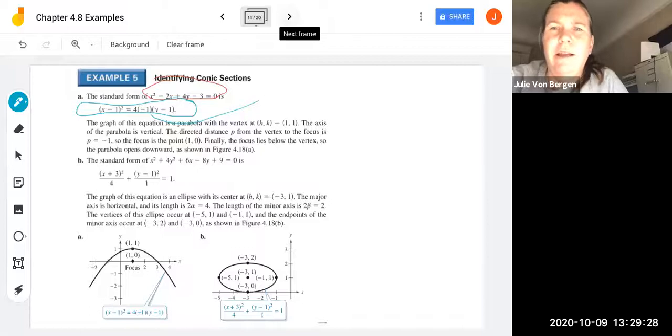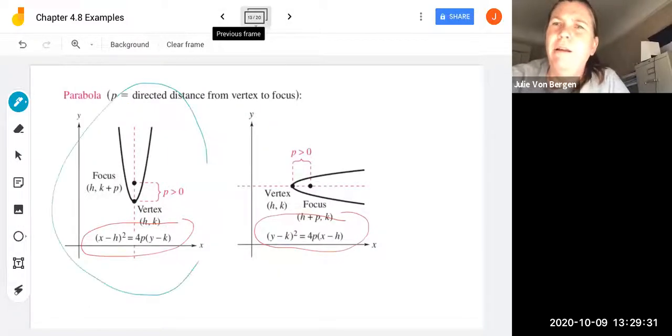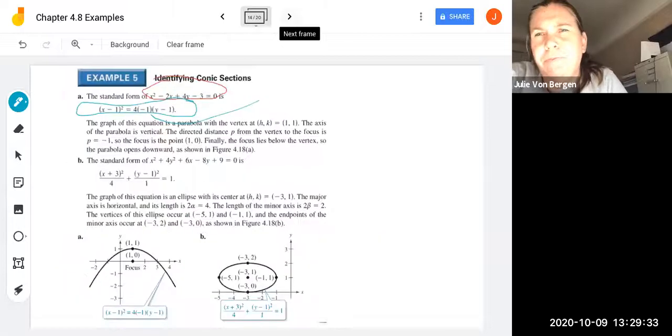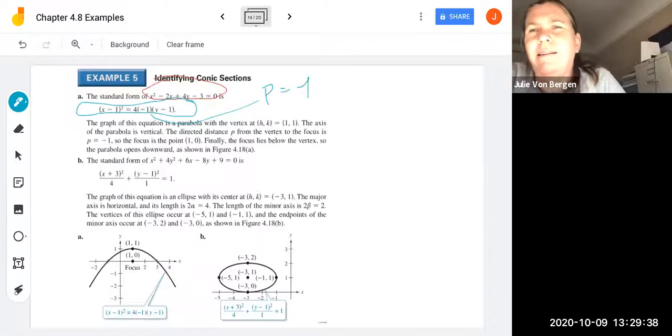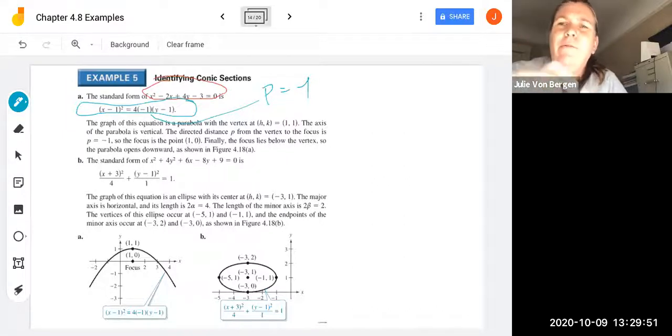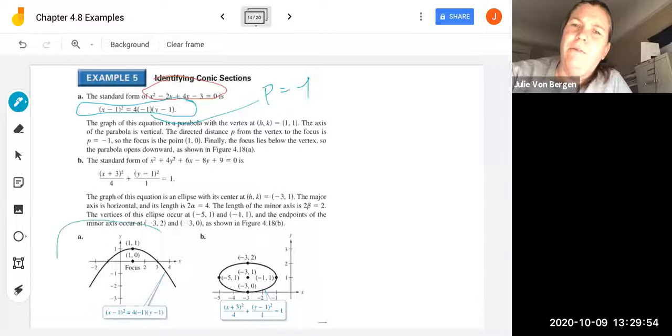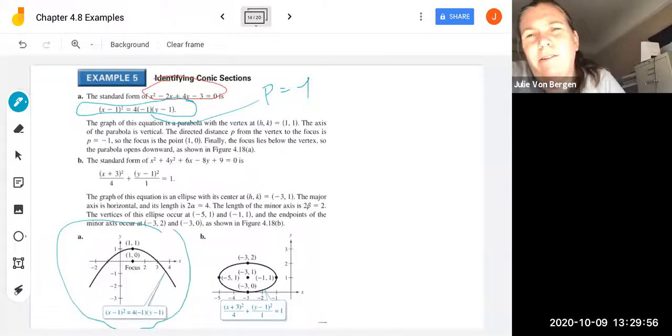So you can see we are in our usual familiar open up parabola format. Here's our p equals negative 1. That's the distance from the vertex to the focus. And so the focus point is going to be at (1, 0). And finally, the focus lies below the vertex, so the parabola opens downward. So here's a diagram. The diagram is worth 1,000 words because you can visualize, okay, there's our focus at (1, 0), our vertex at (1, 1). This is an open down parabola.